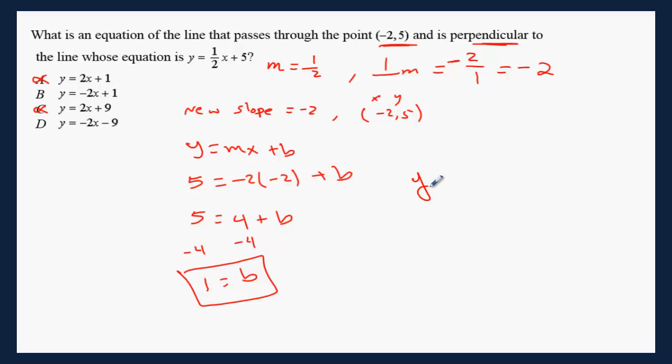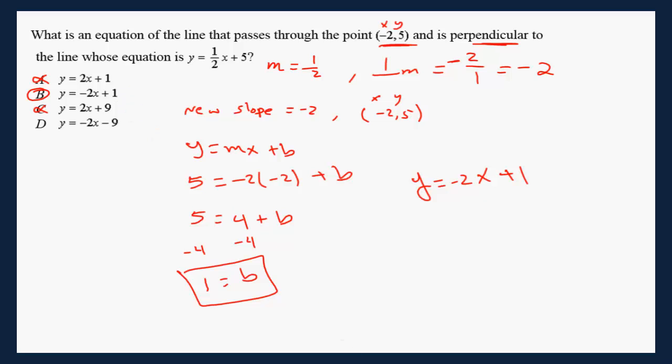Therefore, the new equation is going to be y equals mx plus b. Copy the m, -2x, plus b, which is 1. y equals -2x plus 1. That's choice B. Another way to do this problem, after you determine the perpendicular slope, is to take the point, where this is x and this is y, and substitute it into each choice. Substitute -2 for x and see if you get y or not.